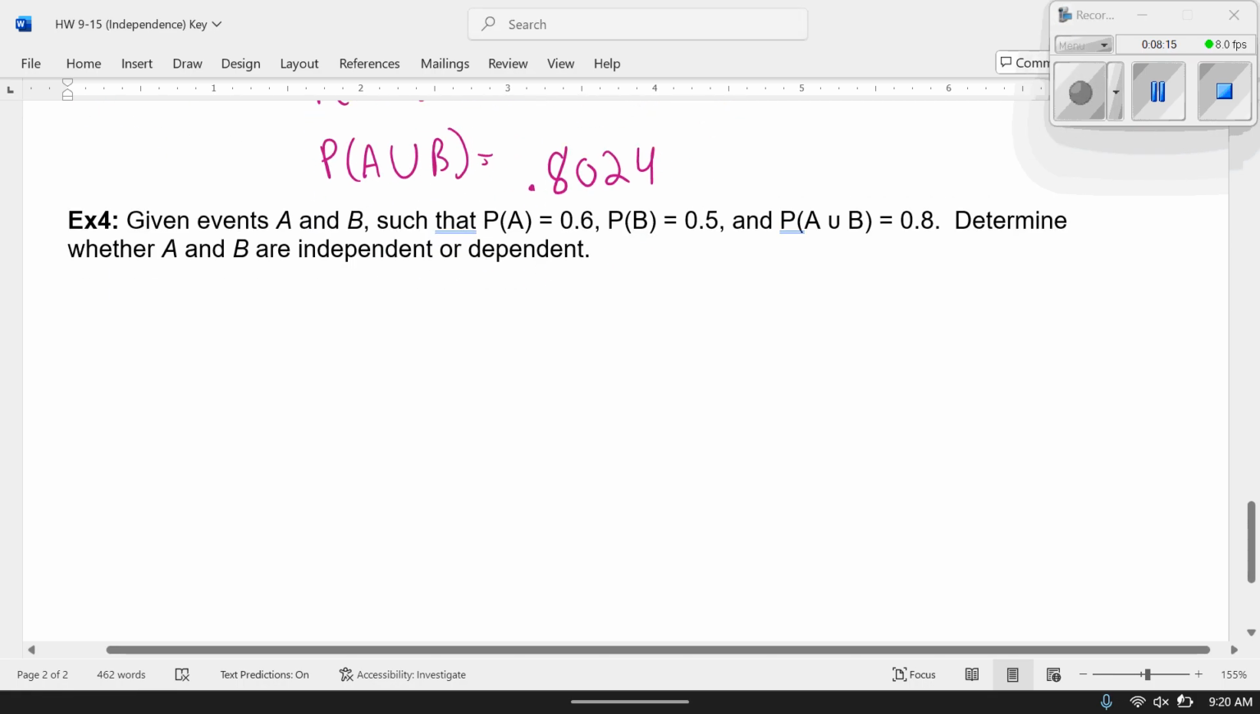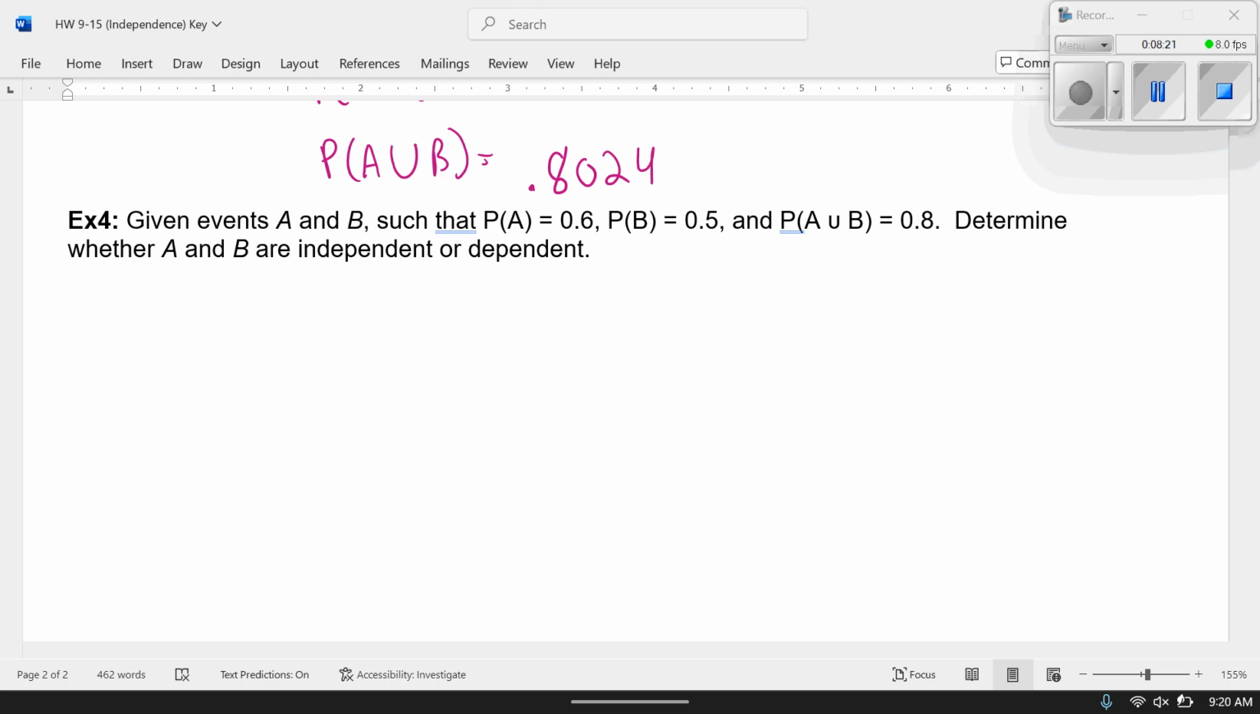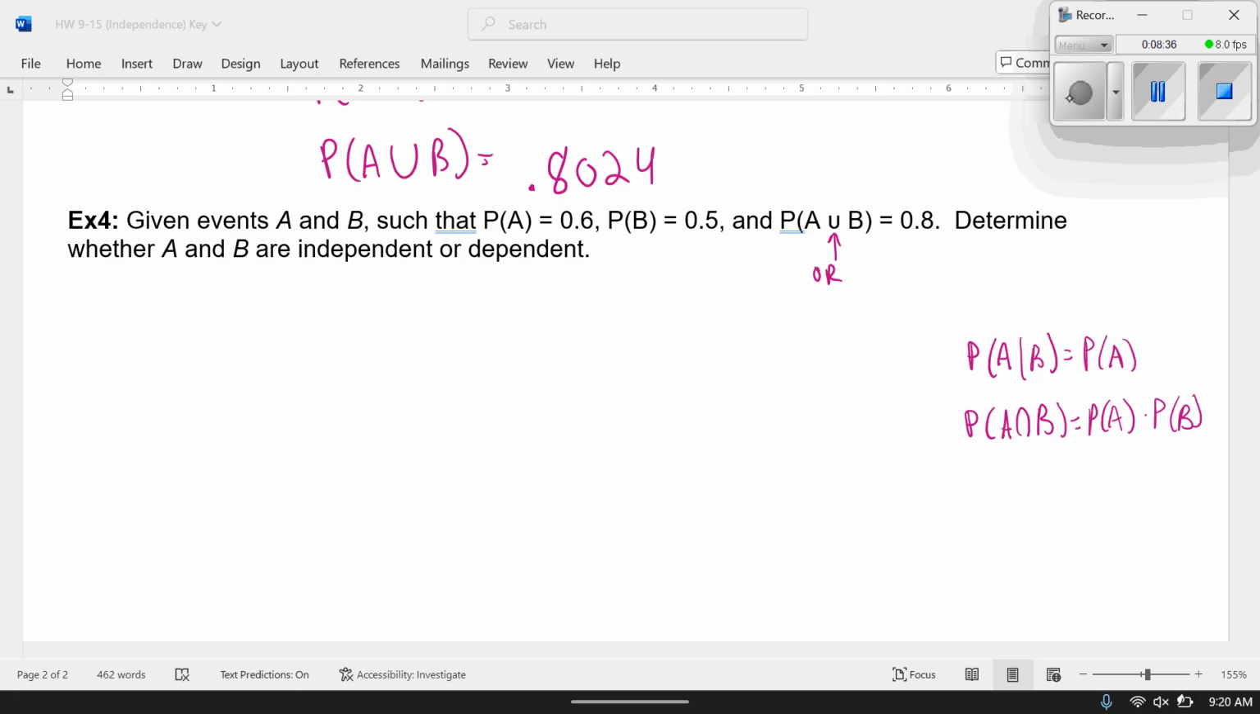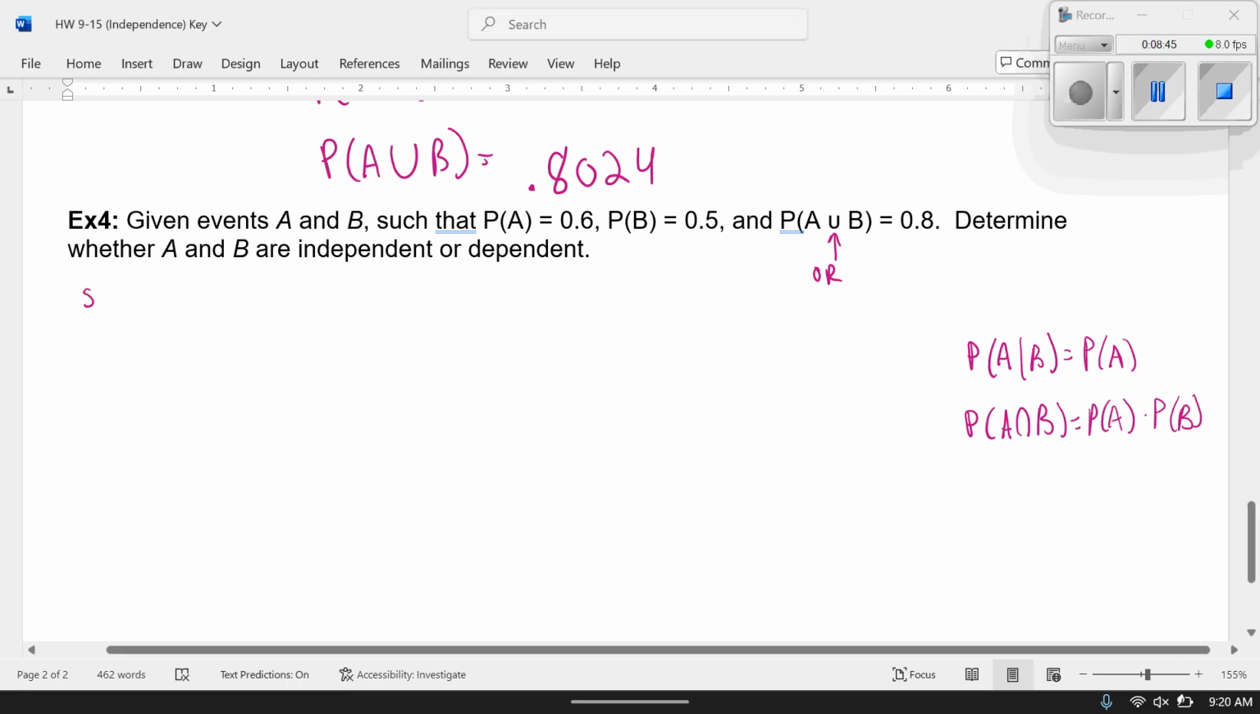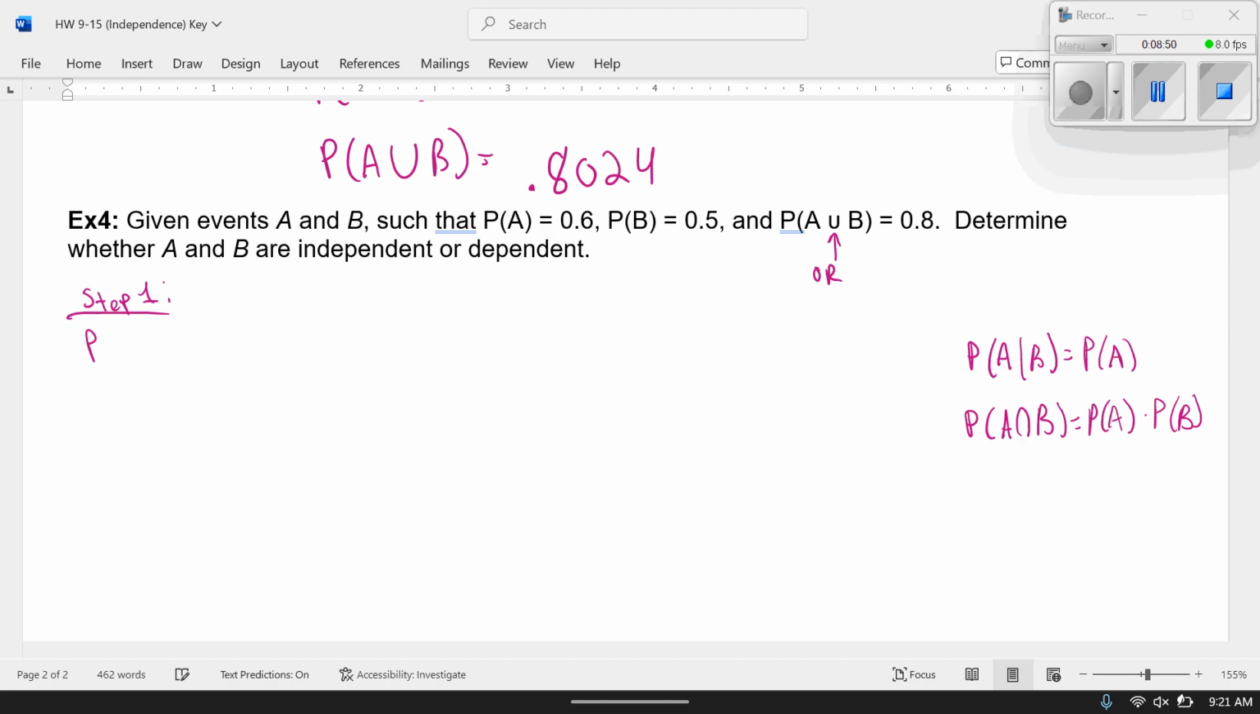Given events A and B, such that the probability of A is 0.6, probability of B is 0.5, and the probability of A or B is equal to 0.8, they want to figure out whether you are independent or dependent. I wrote the two formulas on the side. Notice how none of them have what they actually gave us. They gave us or, and anytime you are given or, you have to use the or formula. Probability of A or B equals probability of A plus probability of B minus probability of A and B.